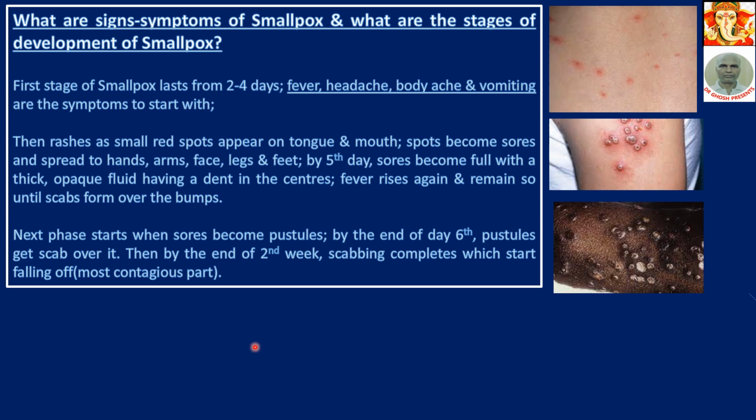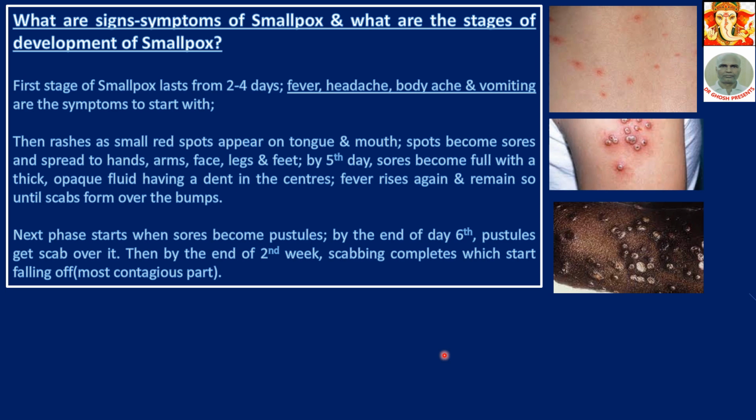What are the signs and symptoms of smallpox and what are the stages of development? The first stage of smallpox lasts from 2 to 4 days. Fever, headache, body ache and vomiting are the symptoms to start with. Then rashes as small red spots appear on the tongue and mouth. Spots become sores and spread to hands, arms, face, legs and feet. By the 5th day, sores become full with a thick opaque fluid having a dent in the center. Note, having a dent in the center. Fever rises again, remains so until scabs form over the bumps.